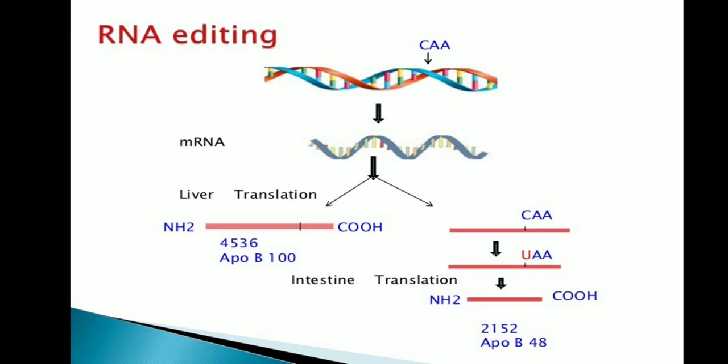So you can see in the intestine, there will be a substitution of the codon. Such a process is called RNA editing. So there is a difference in the liver and intestine. You can see this substitution changes the codon.